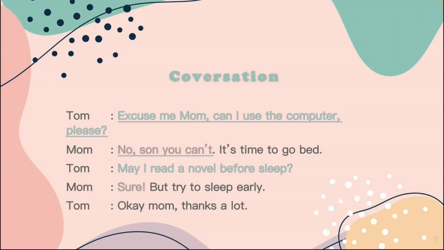After that, Tom also asks his mom if he can read a novel and he used the expression may I. It means Tom used it to ask permission more politely. And his mom gave the response sure. It means his mom agrees with his request.